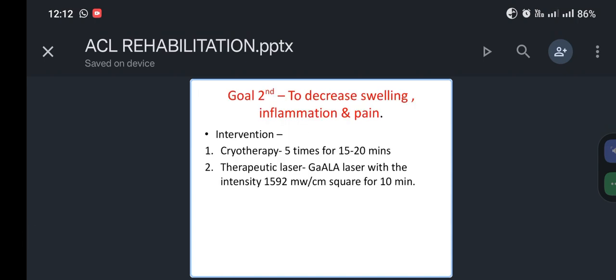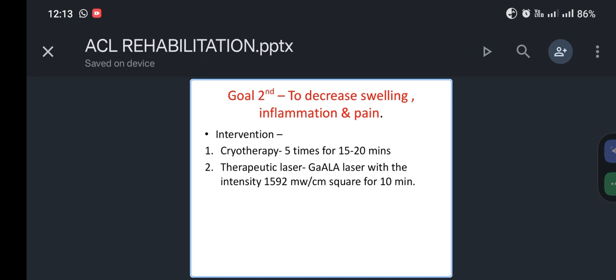So from phase 1, the second goal is to decrease swelling, inflammation and pain after post-operative intervention. For this, cryotherapy can be given for 15 to 20 minutes, 5 times a day, and therapeutic laser can be given to decrease the inflammation and improve the oxygenation of the healing tissues.